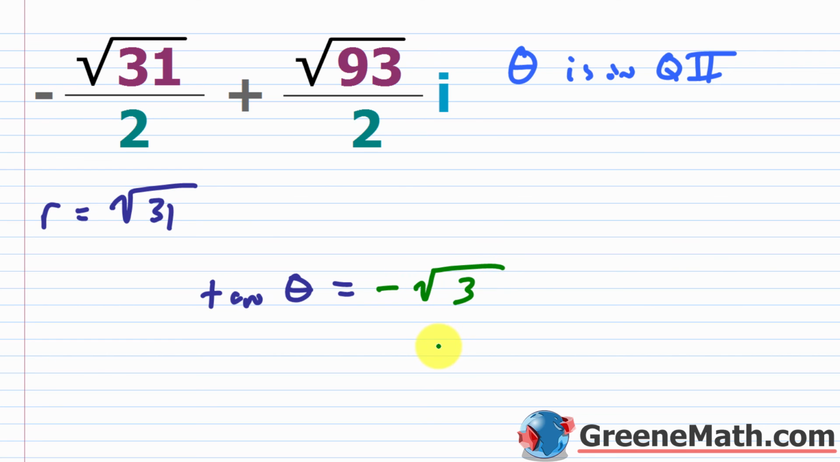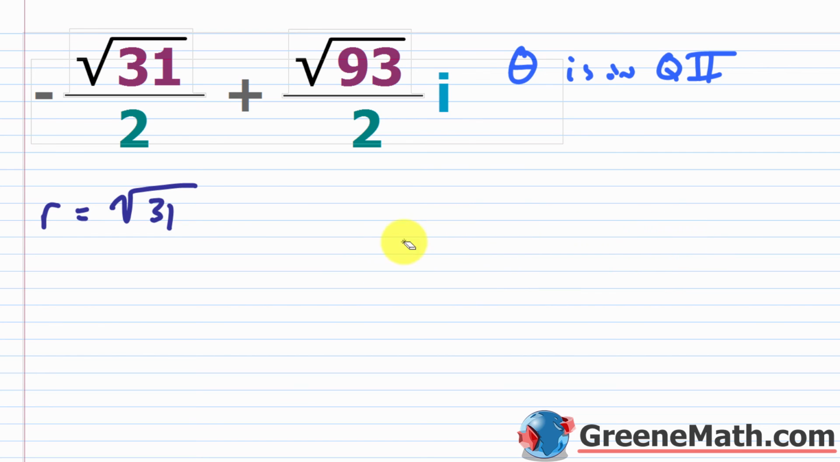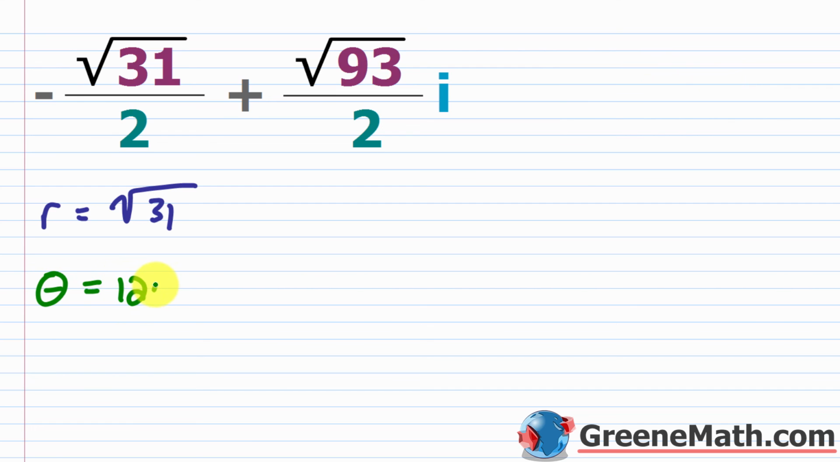Now, we know from the first example, this guy is going to have a reference angle of 60 degrees. If I did the inverse tangent of square root of 3, I'm going to get 60 degrees. So because I'm in quadrant 2, what I want to do is take 180 degrees and subtract the reference angle of 60 degrees, and that's going to get me to 120 degrees. So theta is 120 degrees here, or in terms of radians, you could say this is 2 pi over 3.